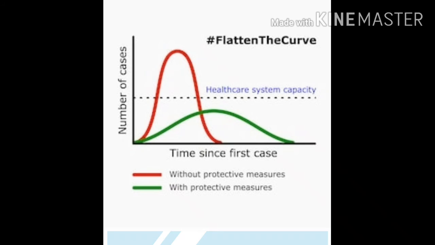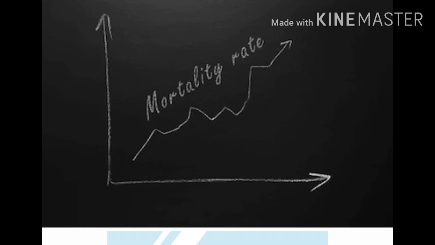So in brief, flattening the curve means slowing down the rate of infection to match the capacity of healthcare facilities, to increase the number of recovered patients and to decrease the mortality rate. And what is mortality rate? It is the number of deaths per 1,000 individuals per year.